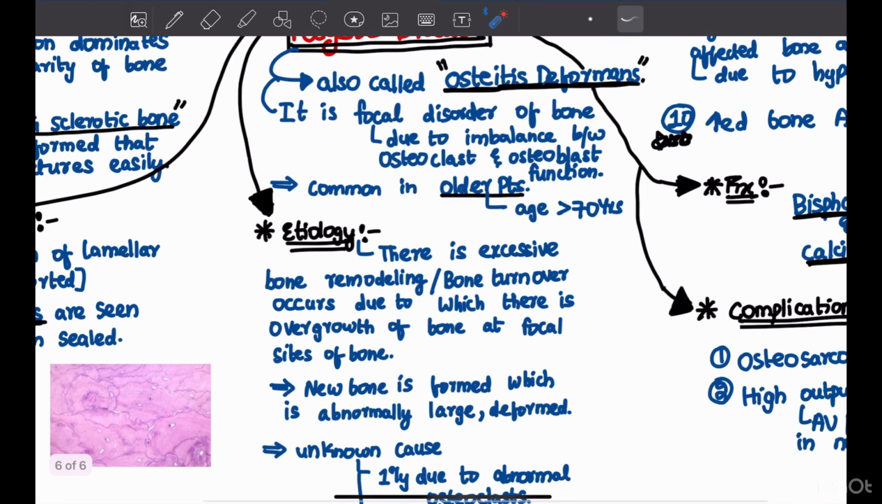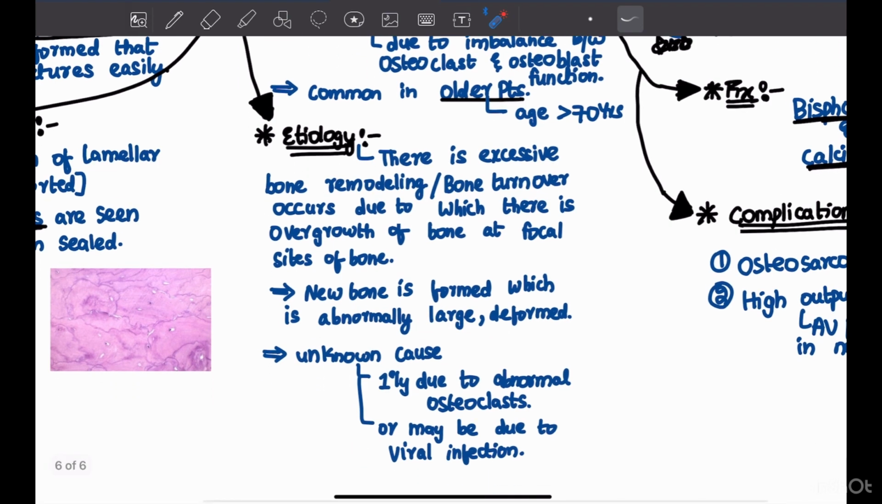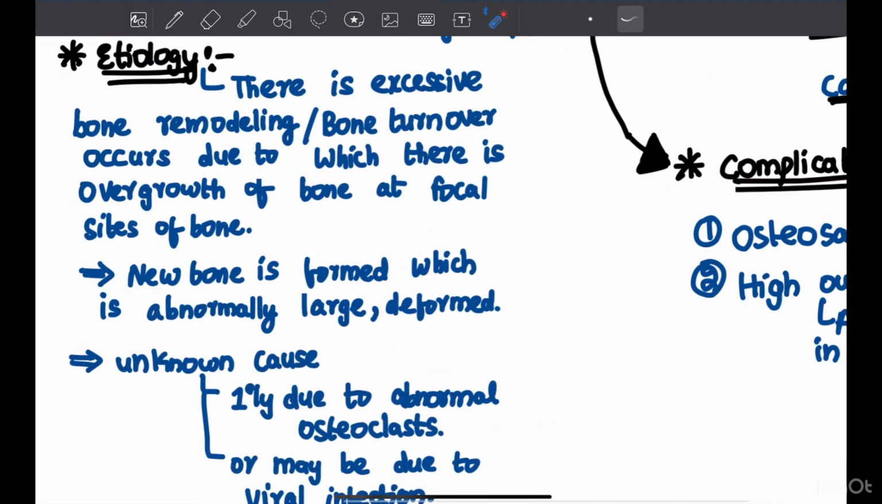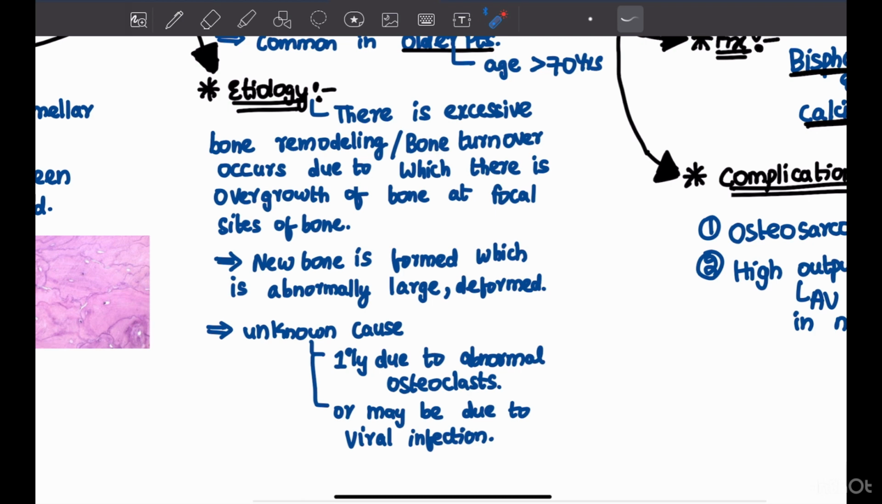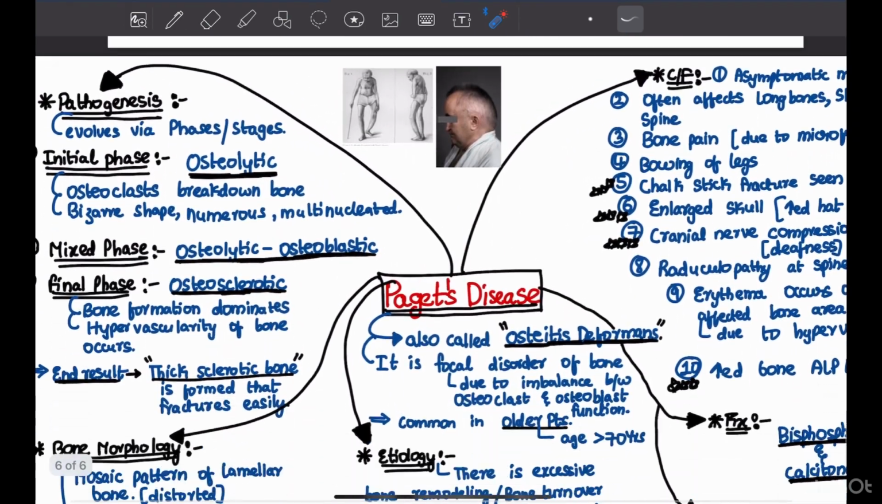Let's come to etiology. Excessive bone remodeling or bone turnover occurs, due to which there is an overgrowth of bone at a focal site of bone. Finally, new bone is formed which is abnormally large and deformed. The exact cause is not known, but primarily it is due to abnormal osteoclasts or it may be due to viral infection. Let's come to pathogenesis.